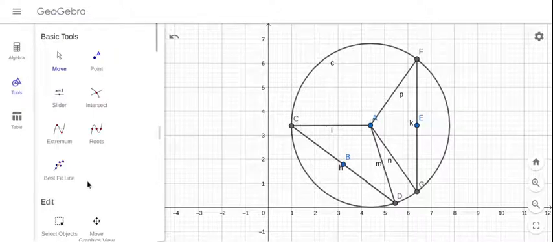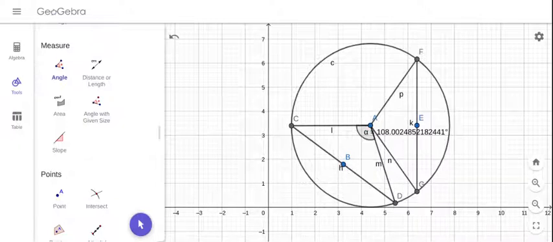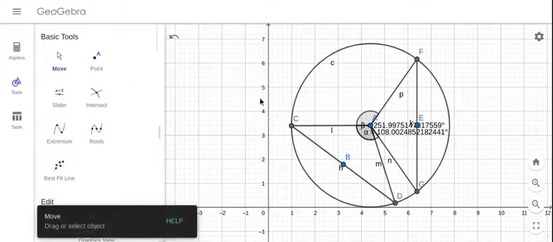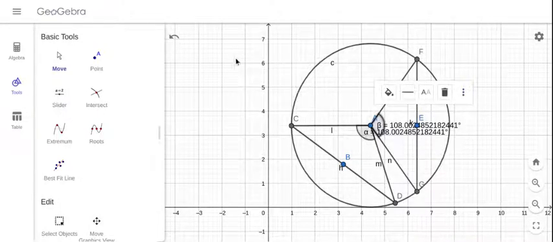Now, let's just measure angle A in both the triangles. I want to measure angle CAD here, which is an obtuse angle, 108.002. So that's approximately 108 degrees. And what about angle FAG? Definitely not the external angle. Let me change it to an internal angle very quickly. And as you can see, both these values are the same.